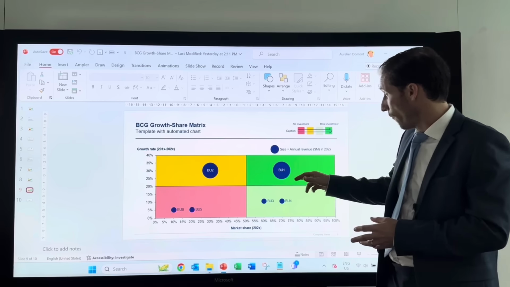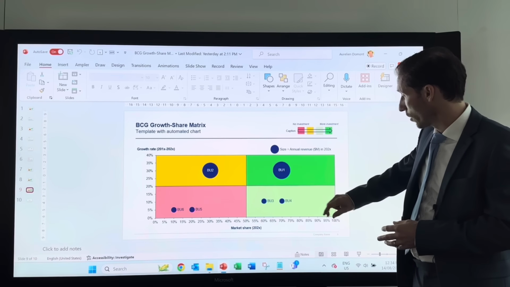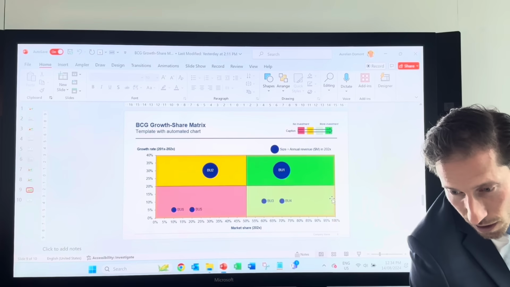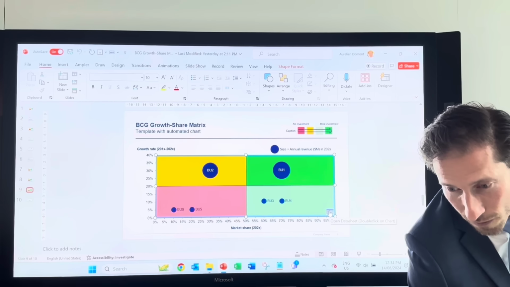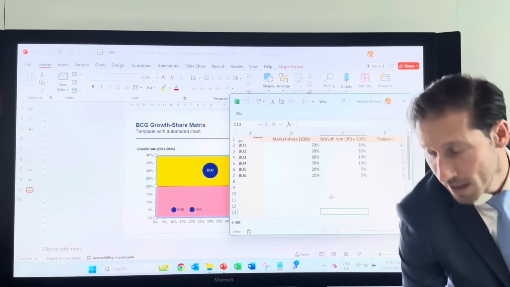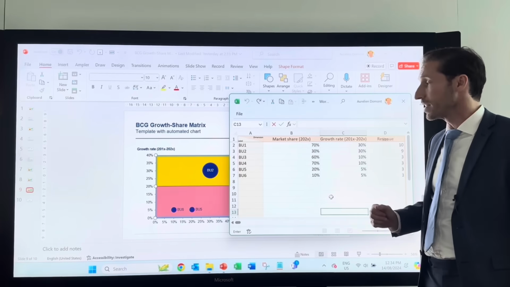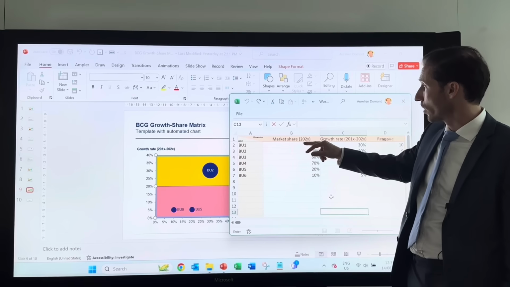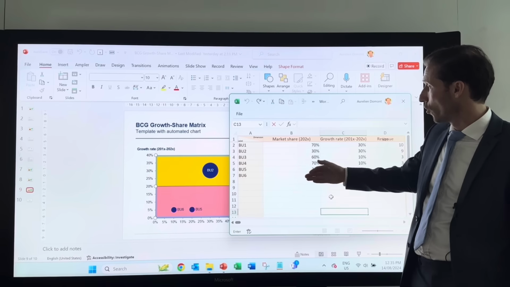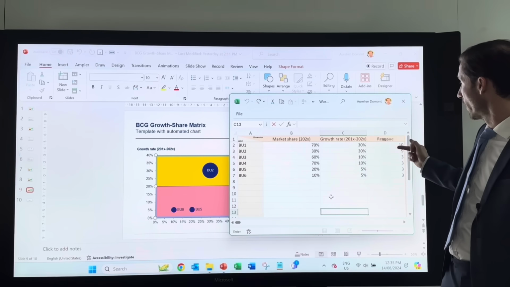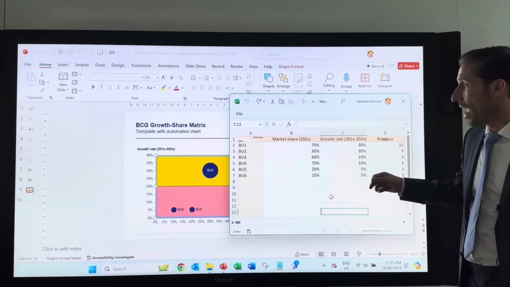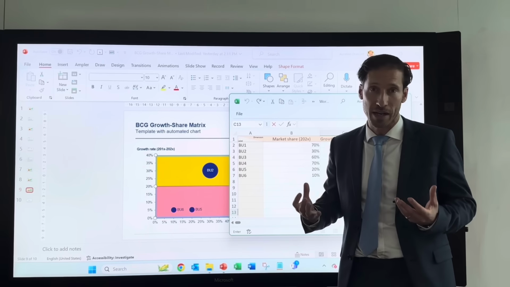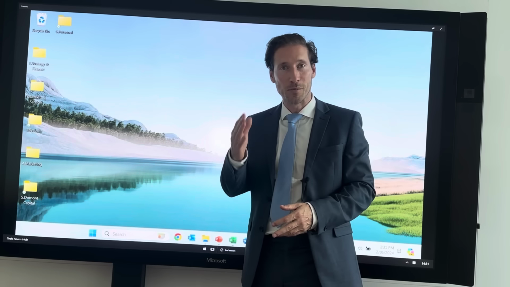For this chart, you can just click here. Oops, sorry, I'm going to use my mouse here. Then you click here, and that will open an Excel sheet with your different business units or your different products, and you just have to write down your market share, your growth rate, the size of the revenue, and the matrix will be automatically updated based on your input. I hope it makes more sense.